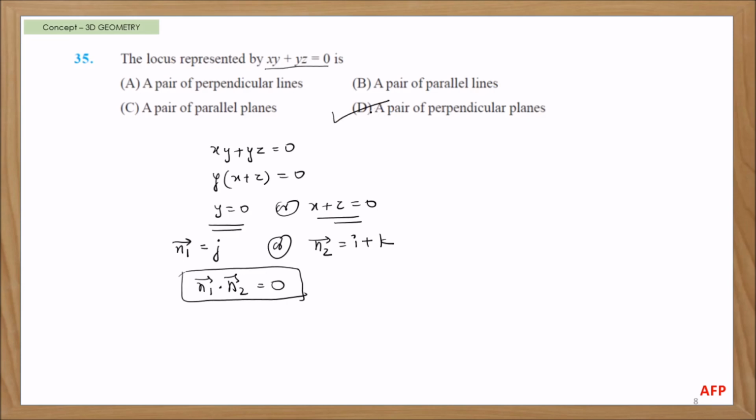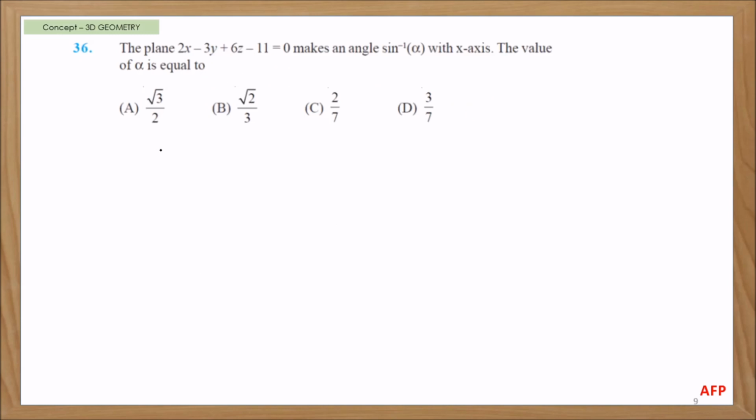D is the option. Next, a plane is given. So the n vector I will write as 2i minus 3j plus 6k. This makes an angle sine inverse of alpha with the x-axis. The x-axis we will take as the b vector. It is a line, so its direction cosines, only i you will get. So find the value of alpha.